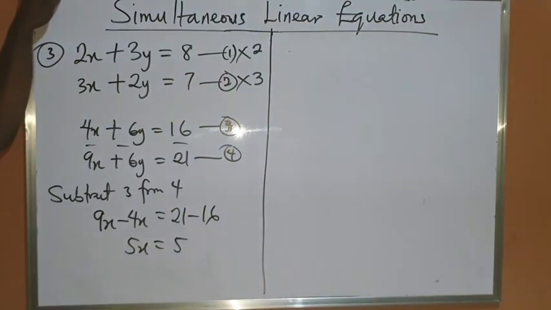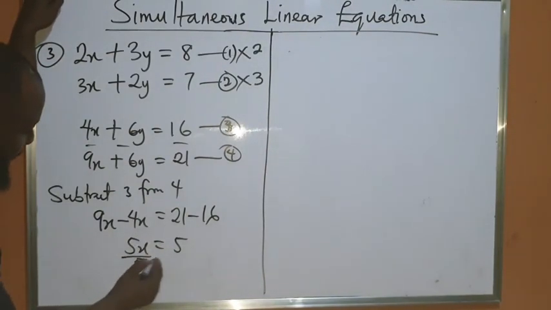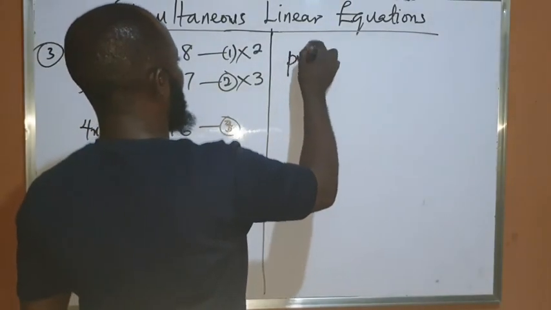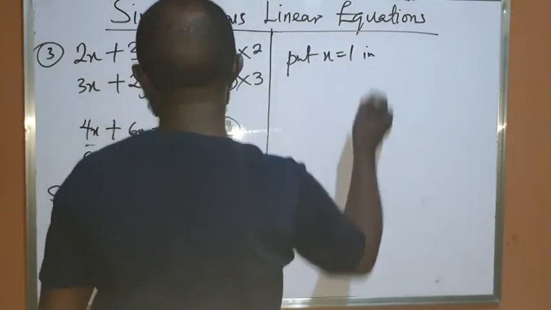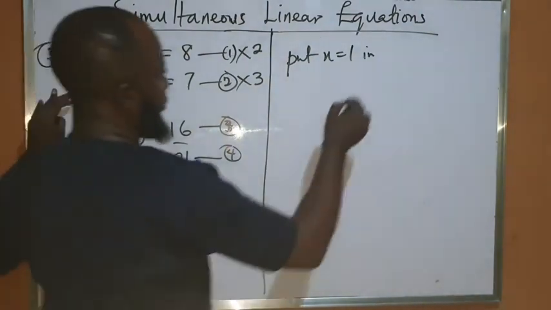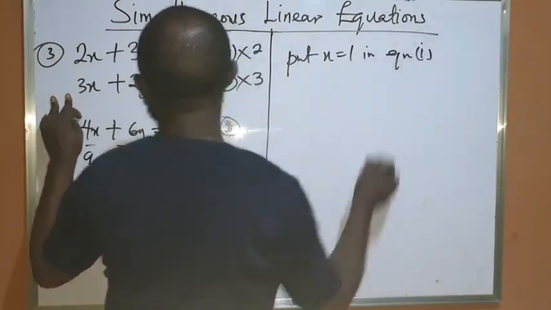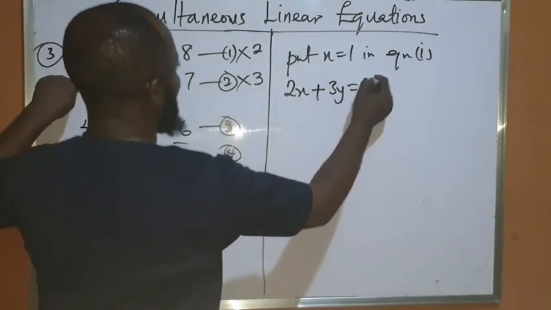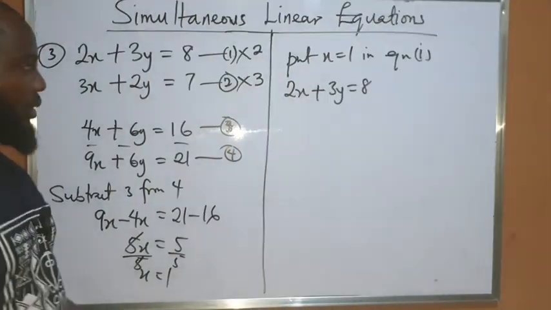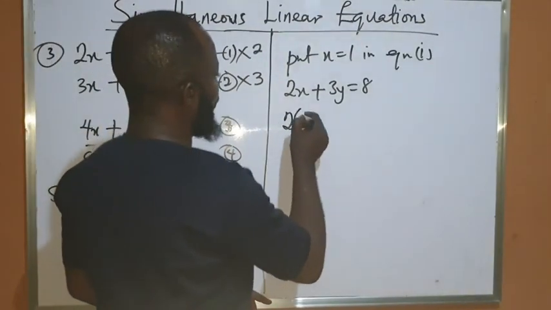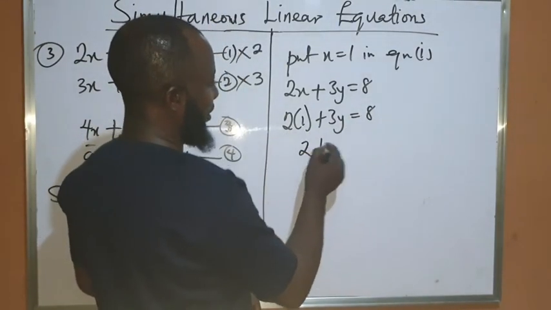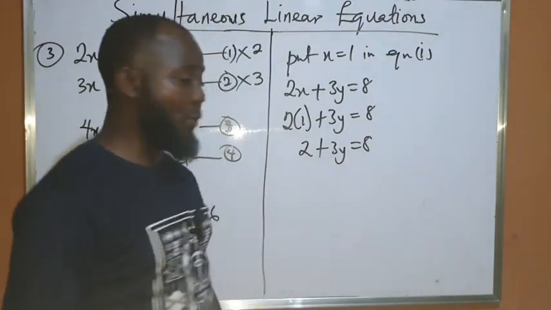5. Is that very clear? So we divide both sides by 5. Therefore, x equals what? 1. Then we substitute, or we put x equals 1 in any of the two equations we have here. Let's say equation 1. So in this case, we have 2x plus 3y equals 8. Whenever we see x, we put what there? We put 1. So that means we have 2 into 1 plus 3y equals 8. So 2 times 1 is 2 plus 3y equals what? 8.